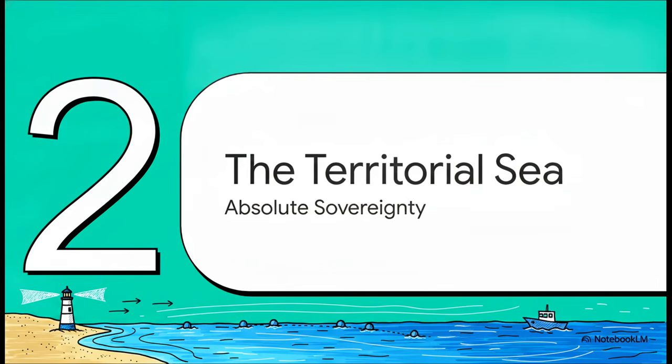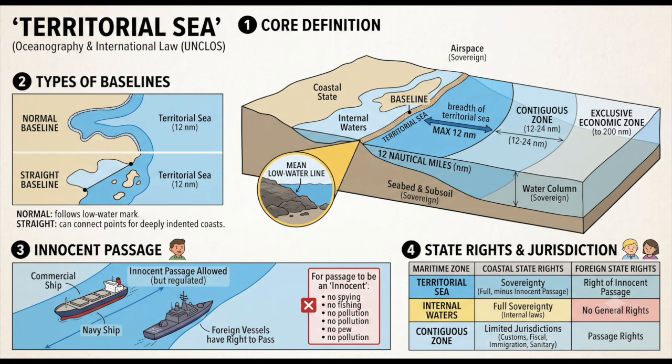Moving on to Section 2: the territorial sea, absolute sovereignty. Okay, so once we have securely drawn our baseline, we can finally step off the beach and get into the water, entering our very first official maritime zone. Sitting immediately adjacent to the coast, right up against the landmass and starting at the baseline, is the territorial sea. Under maritime law, a state has the right to establish the breadth of its territorial sea up to a limit of 12 nautical miles from that baseline.